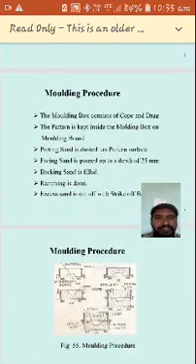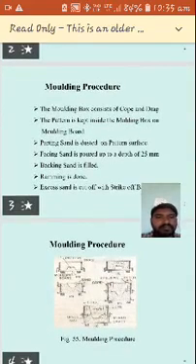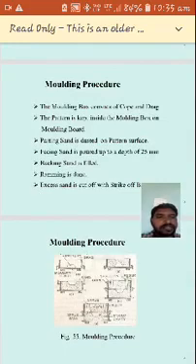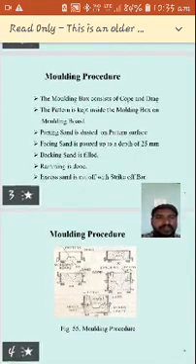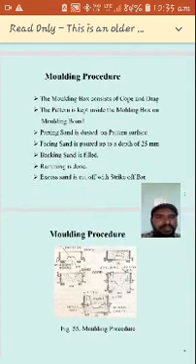The first one is the molding process. How does it start? Take the molding box, consisting of a cope as well as a drag. The cope and drag will be kept on the molding board. First we take the molding board, and over it you can take the cope and the drag.